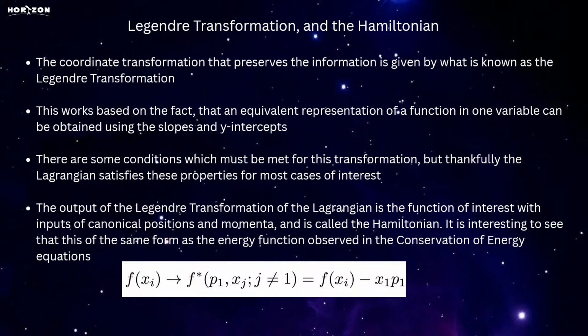And what is the Hamiltonian? The Hamiltonian is nothing but T plus V, where T is the kinetic energy of the body and V is the potential energy of the body. It has pretty much the same form as an energy function as we know it.